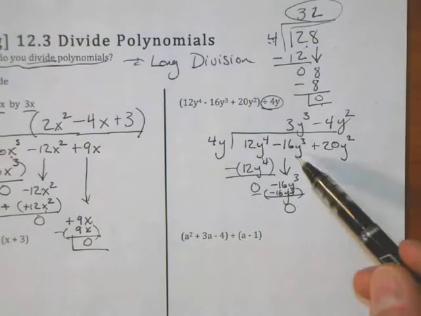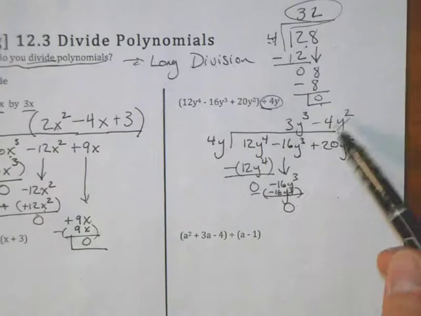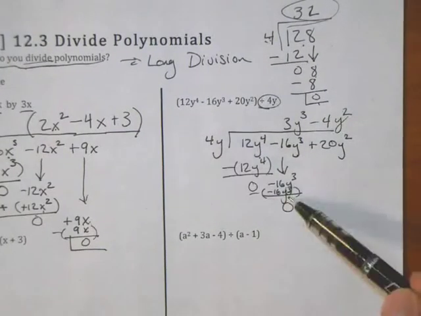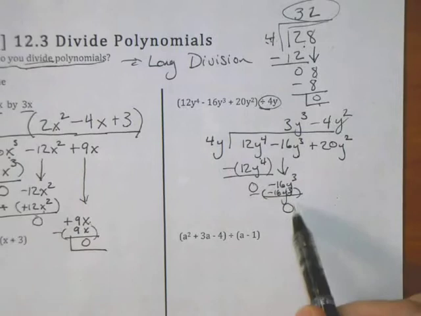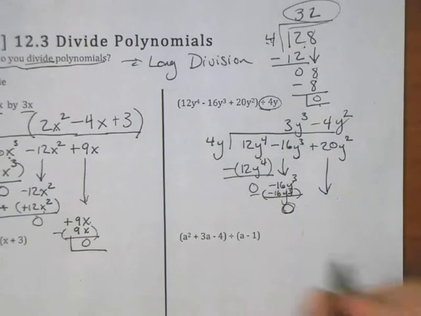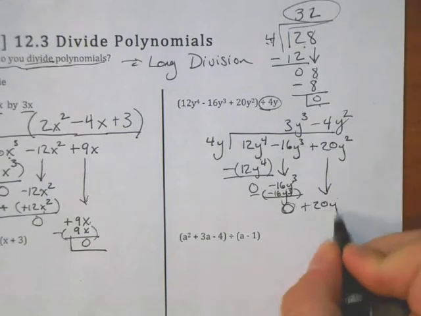So I brought down the negative 16y to the third. I multiplied what I chose on top with what's in front to get negative 16y to the third as well. Subtract them. Anything minus itself is 0. Bring down.